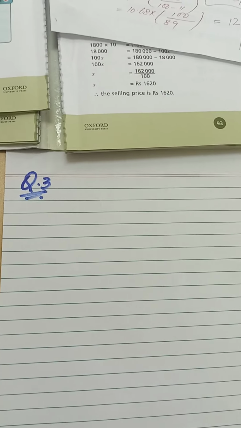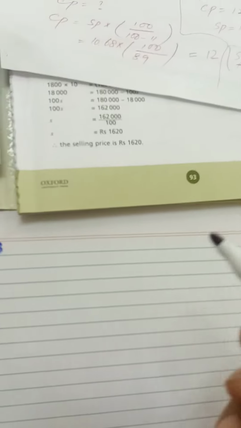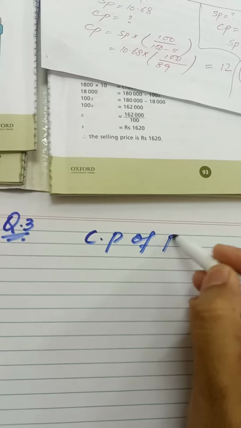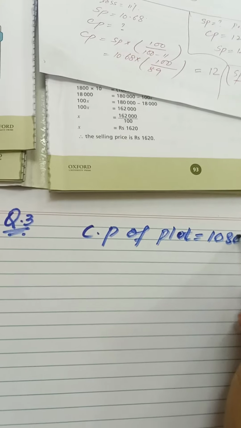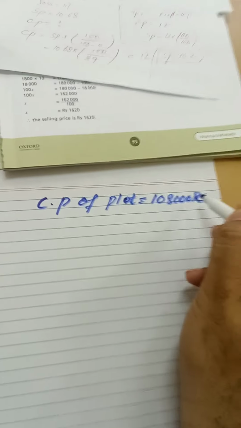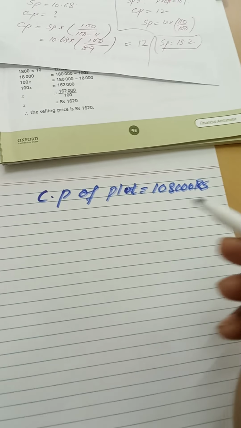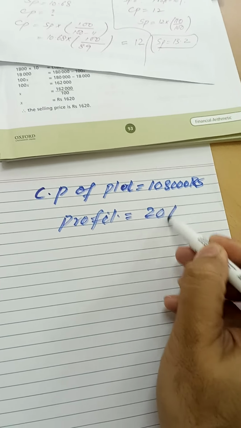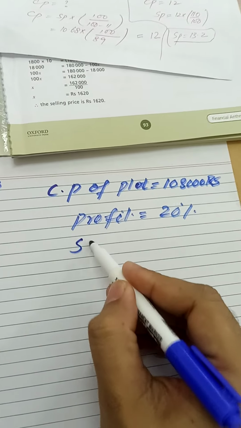Now question number 3 is very easy. Arslan bought a plot of land for rupees 1,08,000. Bought means this is the cost price. So the cost price of the plot is 1,08,000 rupees, and sold it for a profit of 20%. So he has a profit of 20%. The question is, at what price did he sell it? So we need the sale price in this question.